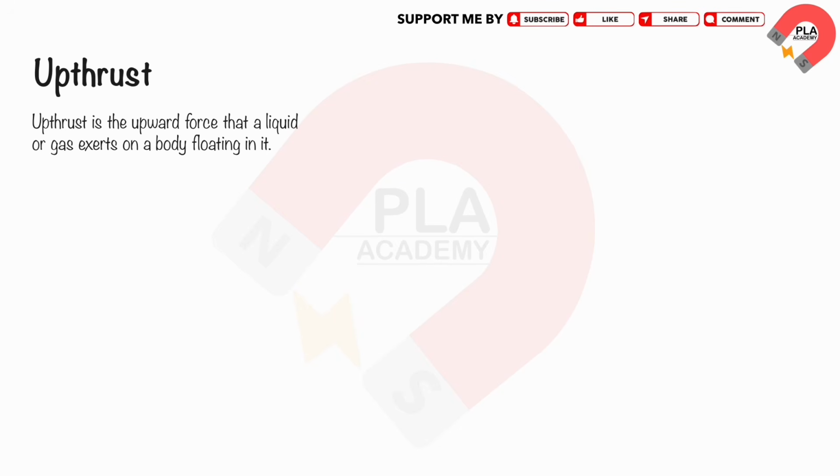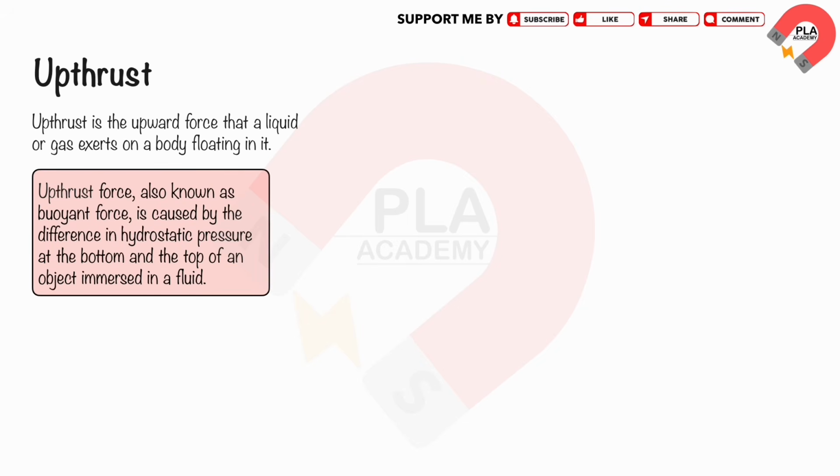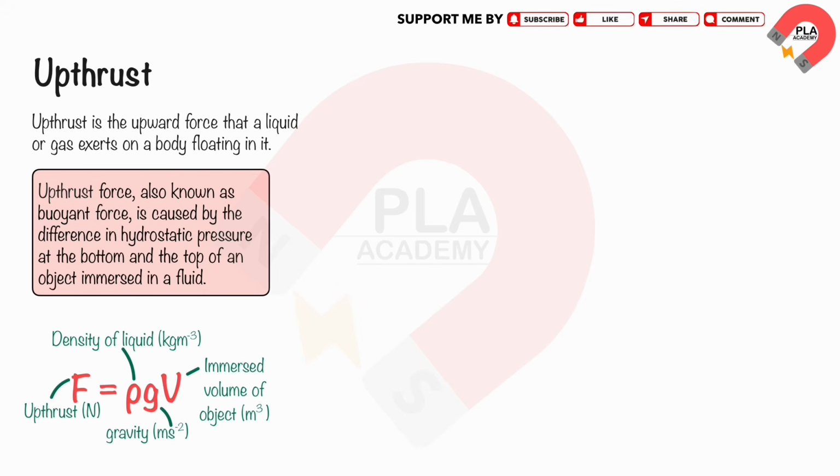Upthrust. Upthrust is the upward force that a liquid or gas exerts on a body floating in it. Upthrust force, also known as buoyant force, is caused by the difference in hydrostatic pressure at the bottom and the top of an object immersed in a fluid. We can write the equation of the upthrust: U equals ρgV, where U is the upthrust in newtons, ρ is the liquid density in kilograms per cubic meter, g is gravity in meters per second squared, and V is the immersed volume of the object in cubic meters.